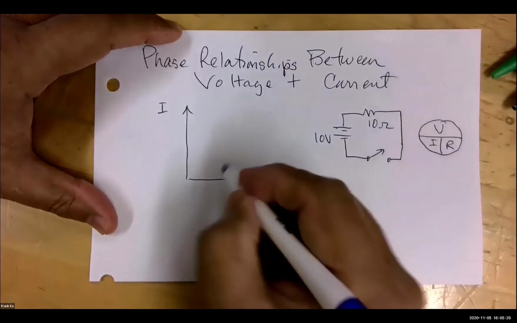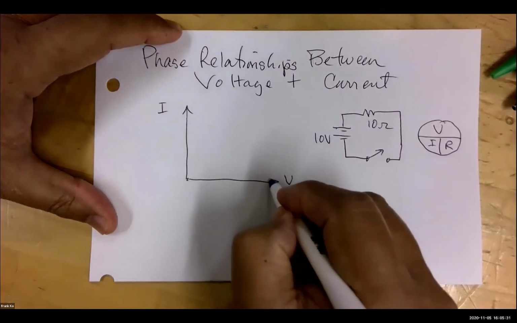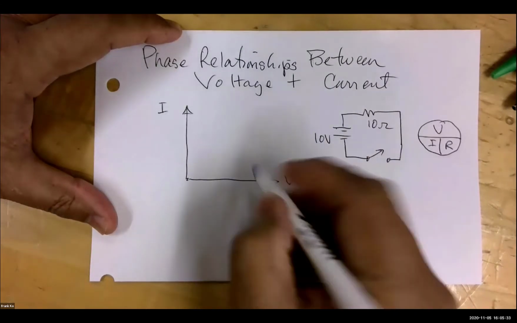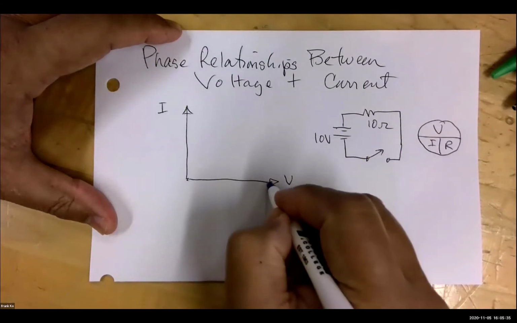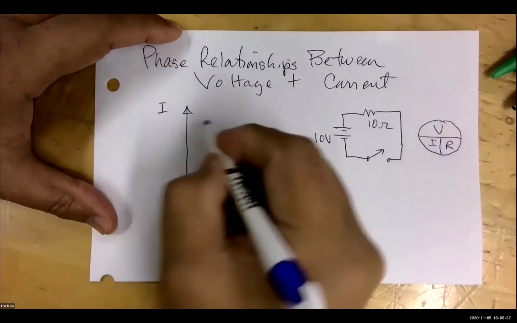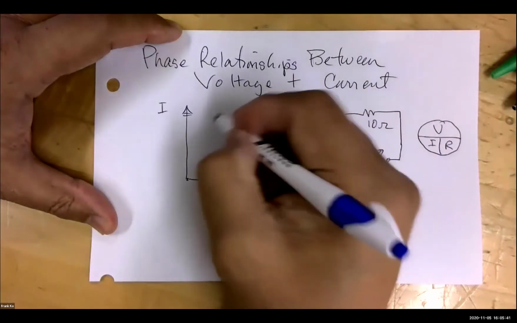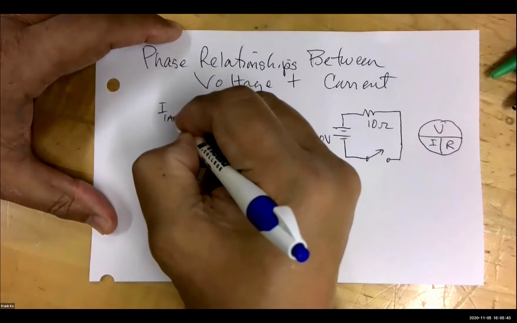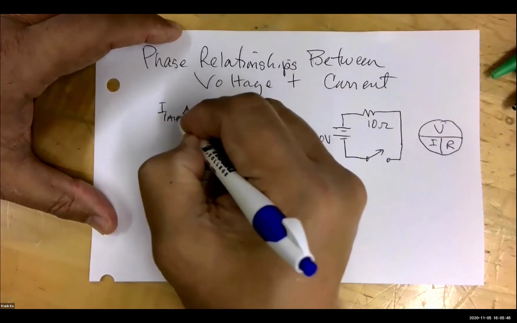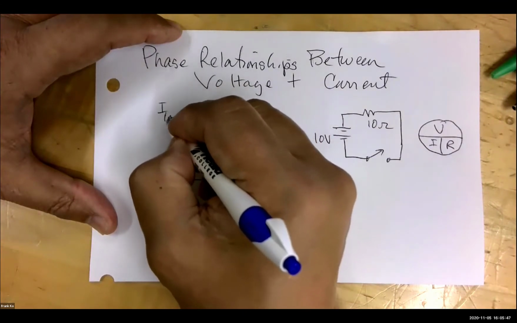My current would be right here, 10, and my current would be, let's say, at 1 ampere. 1 ampere. 1A.